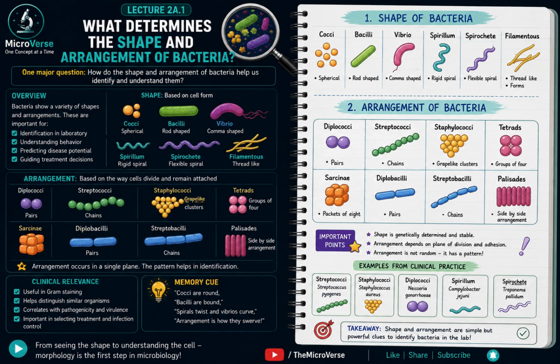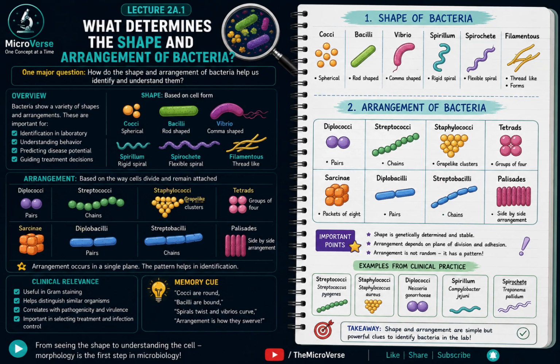The shape of a bacterial cell is mainly determined by its cellular structure and genetic characteristics. The major bacterial forms include cocci, bacilli, vibrio, spirilla, and spirochetes. So let's look at them briefly.